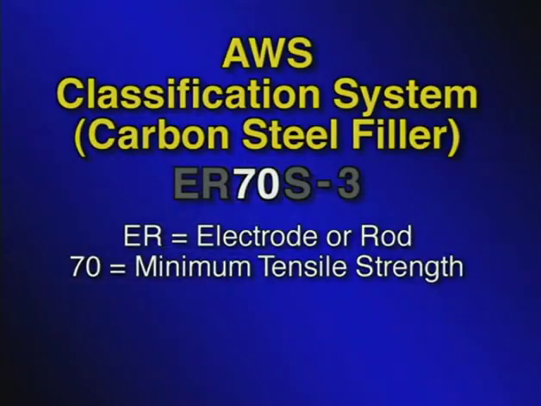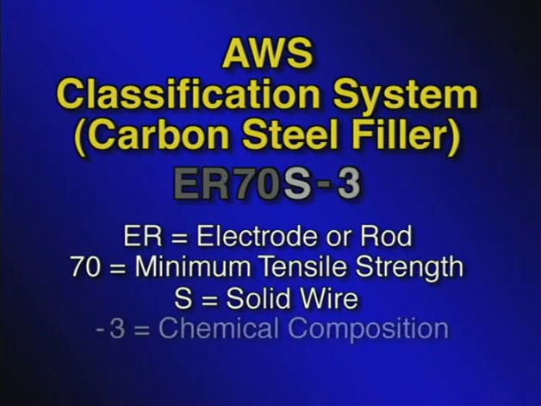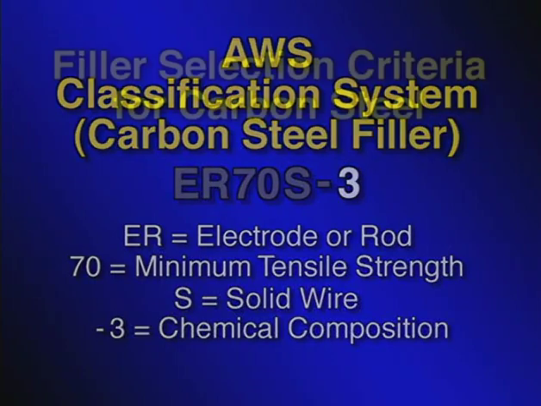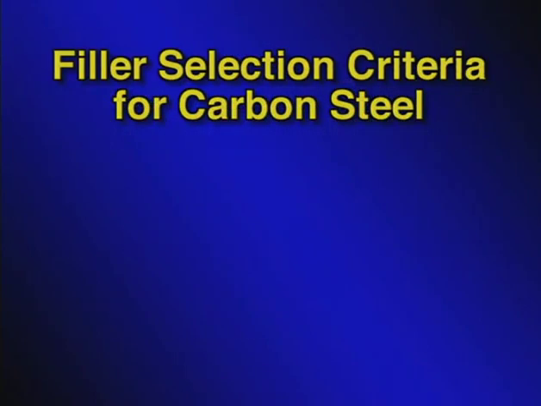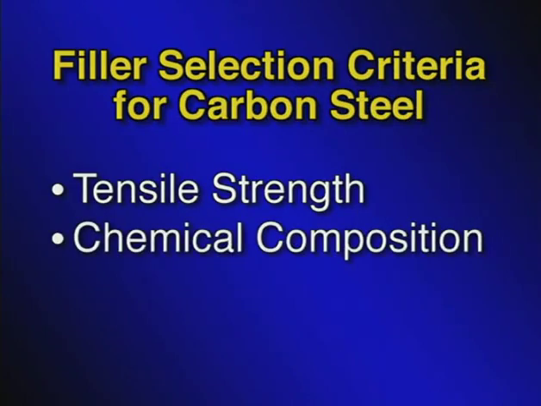The two digits after the prefix indicate the minimum tensile strength of the deposited weld. A 70 means that the deposited filler metal will have a minimum tensile strength of 70,000 pounds per square inch. The S means that the filler metal is solid, and the suffix indicates the chemical composition of the filler metal. The rule of thumb for selecting filler metal for carbon steel is to match the tensile strength and the chemical composition of the base metal as closely as possible.